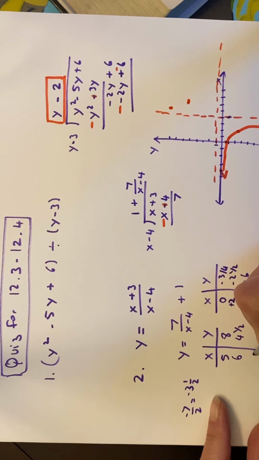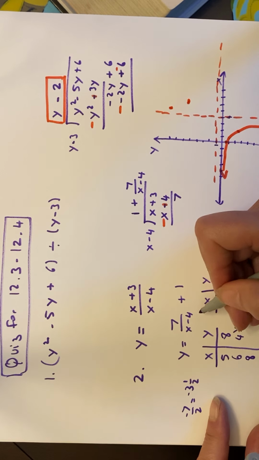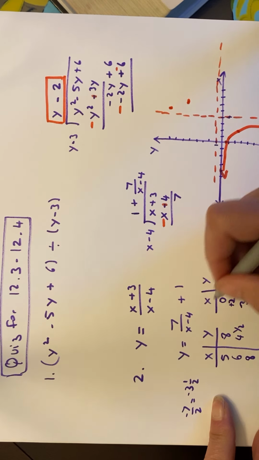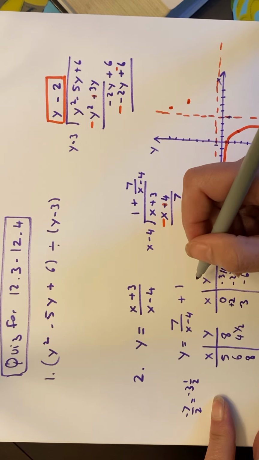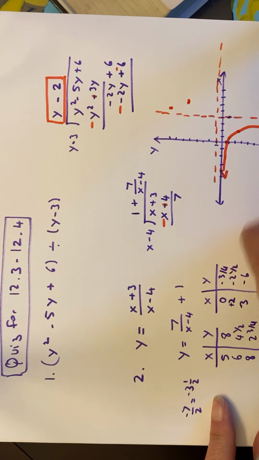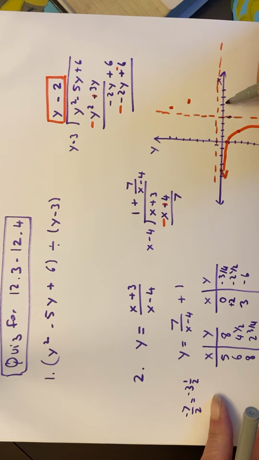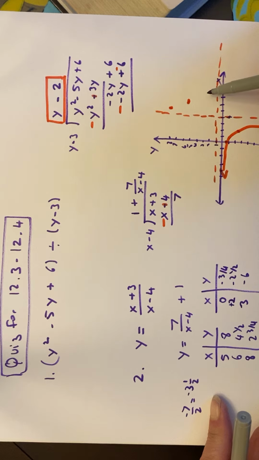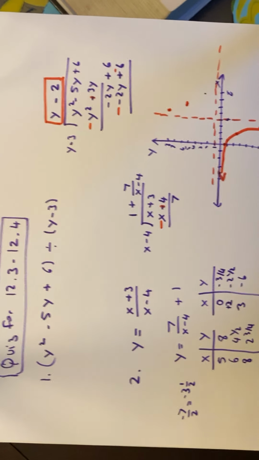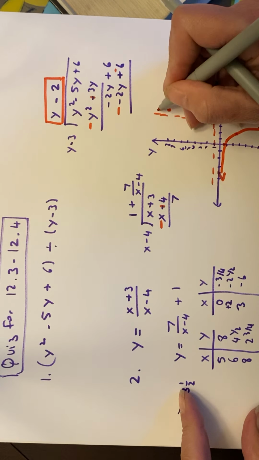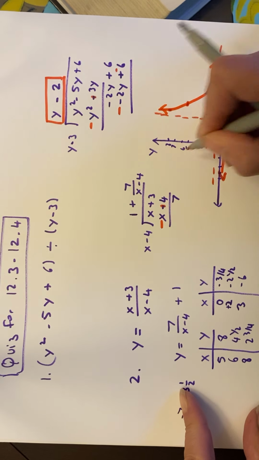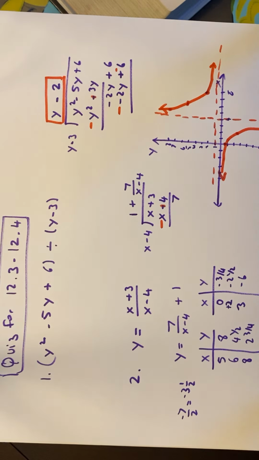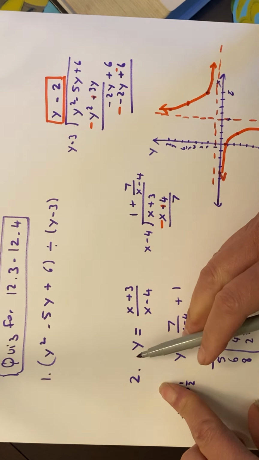Let's try one more. Let's try 8. 8 minus 4 is 4, and 7/4 is 1 3/4, and so I get 2 3/4. So 8 and 2 3/4. I will be right around here, and that is my second branch. Sorry, my numbers are a little garbled, but you get the picture. So that is what numbers 3 and 4 are.